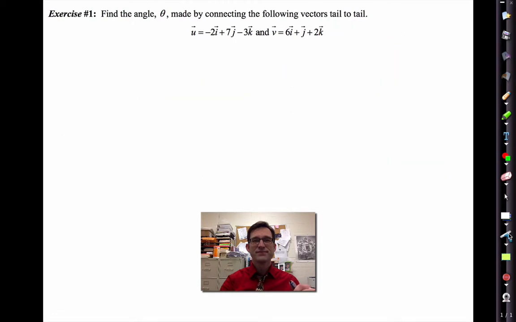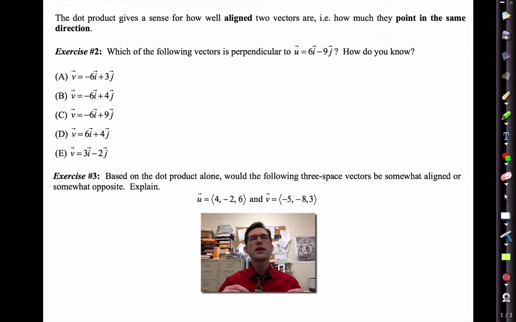Okay, here we go. All right, so let's take a look at another geometry problem. The dot product is all about alignment, all about alignment of two vectors. So exercise 2 is again a review problem. It says, which of the following vectors is perpendicular to this 2-space vector, and how do you know? Right? How do you know? So think about that for a moment. Remember perpendicular, right? 90-degree angles to one another.